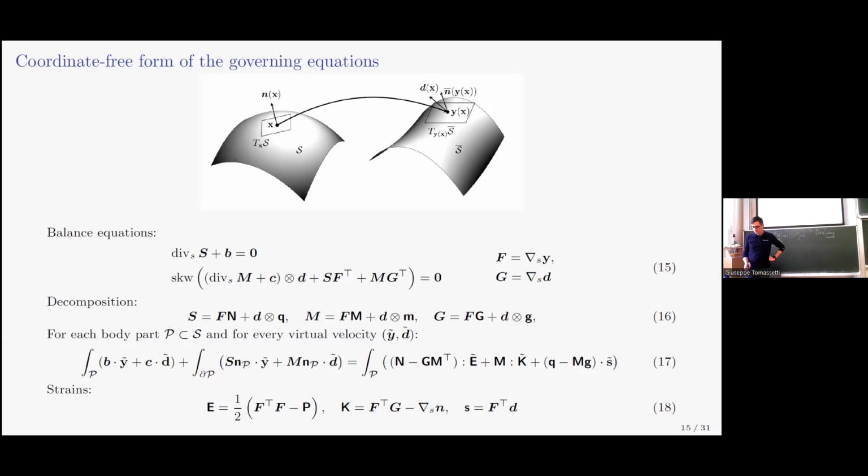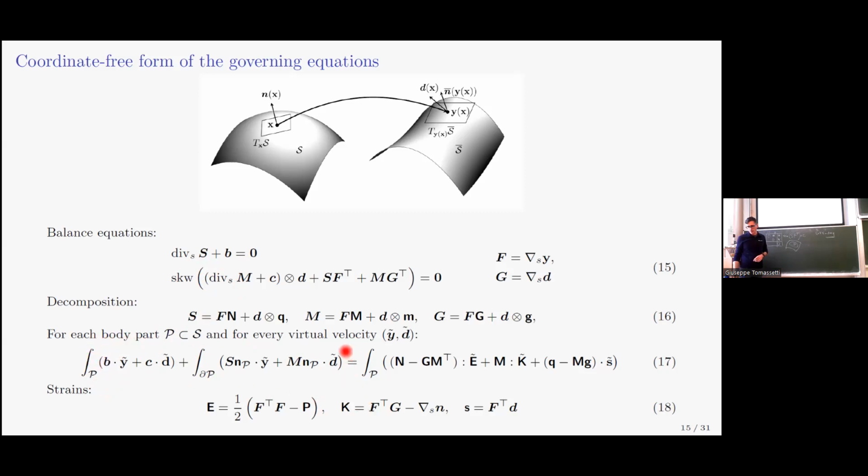Okay. And if you play this game, you have the following. Consider, on the shell, an arbitrary part P. You test these balance equations by a virtual velocity and a virtual change of the director, and you integrate within P. Then you integrate by parts, and this is what you end up with.